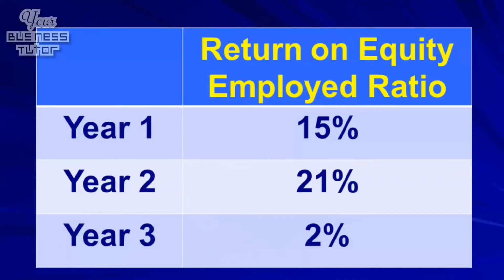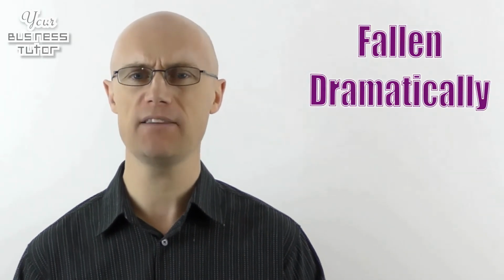For example, based on the table of information shown, it is clear that the return on equity employed ratio has been decimated in year 3, as it has fallen to 2%. Based on this alone, the owners of the business would be very concerned as the return they are earning on their investment has fallen dramatically. However, as before, basing a decision on this raw information alone would be a mistake. This is because looking behind the ratio to find out why it fell is what really matters.